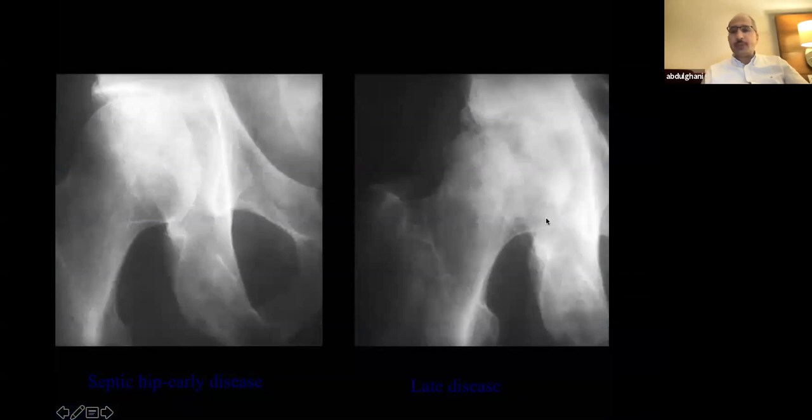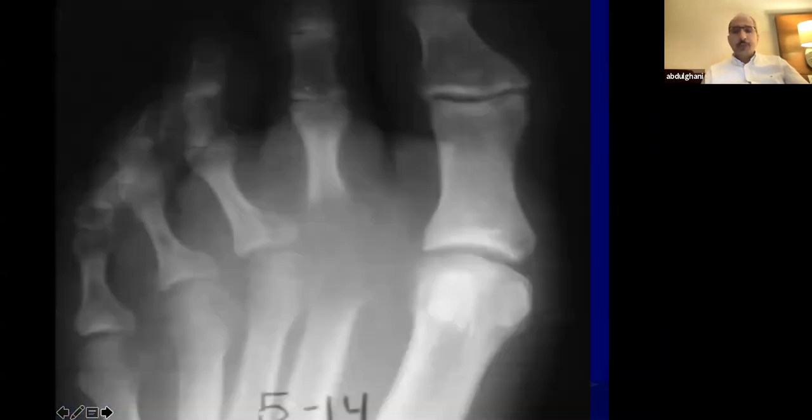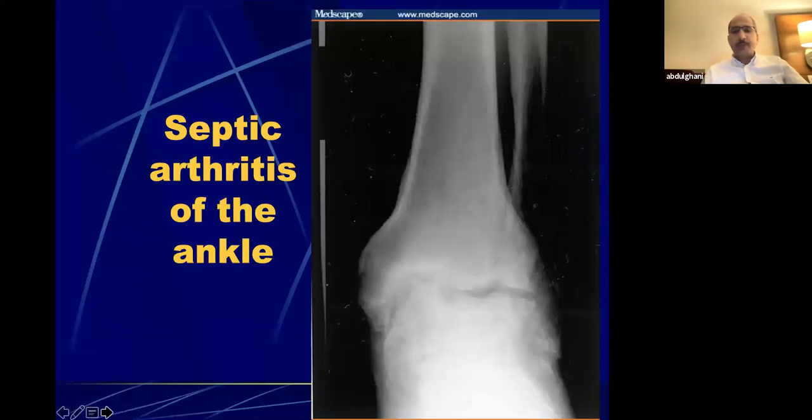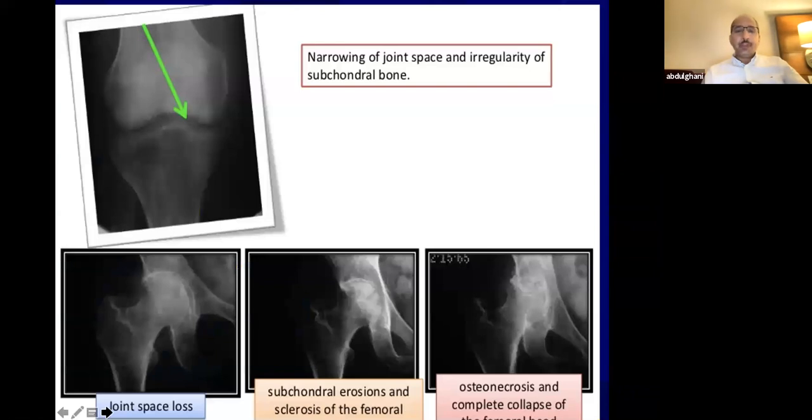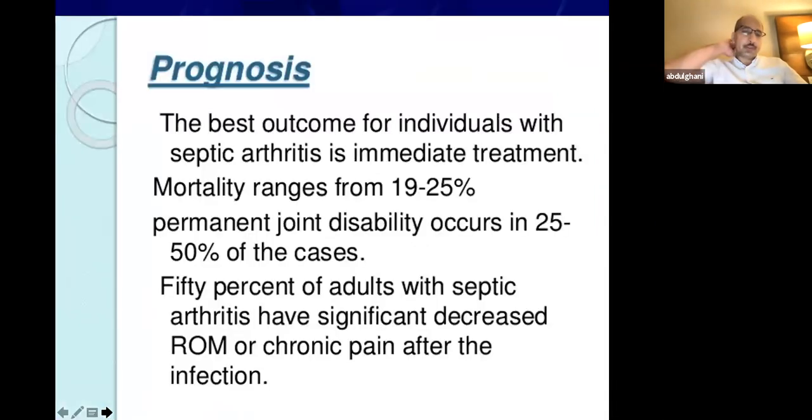This is an example: the hip joint is destroyed, not treated at the appropriate stage, late disease. The second metatarsophalangeal joint is completely destroyed. Septic arthritis of the ankle leading on to subsequent damage, erosion, and deformation. Septic arthritis of the knee and hip, subsequently AVN, secondary osteoarthritis, and other problems.